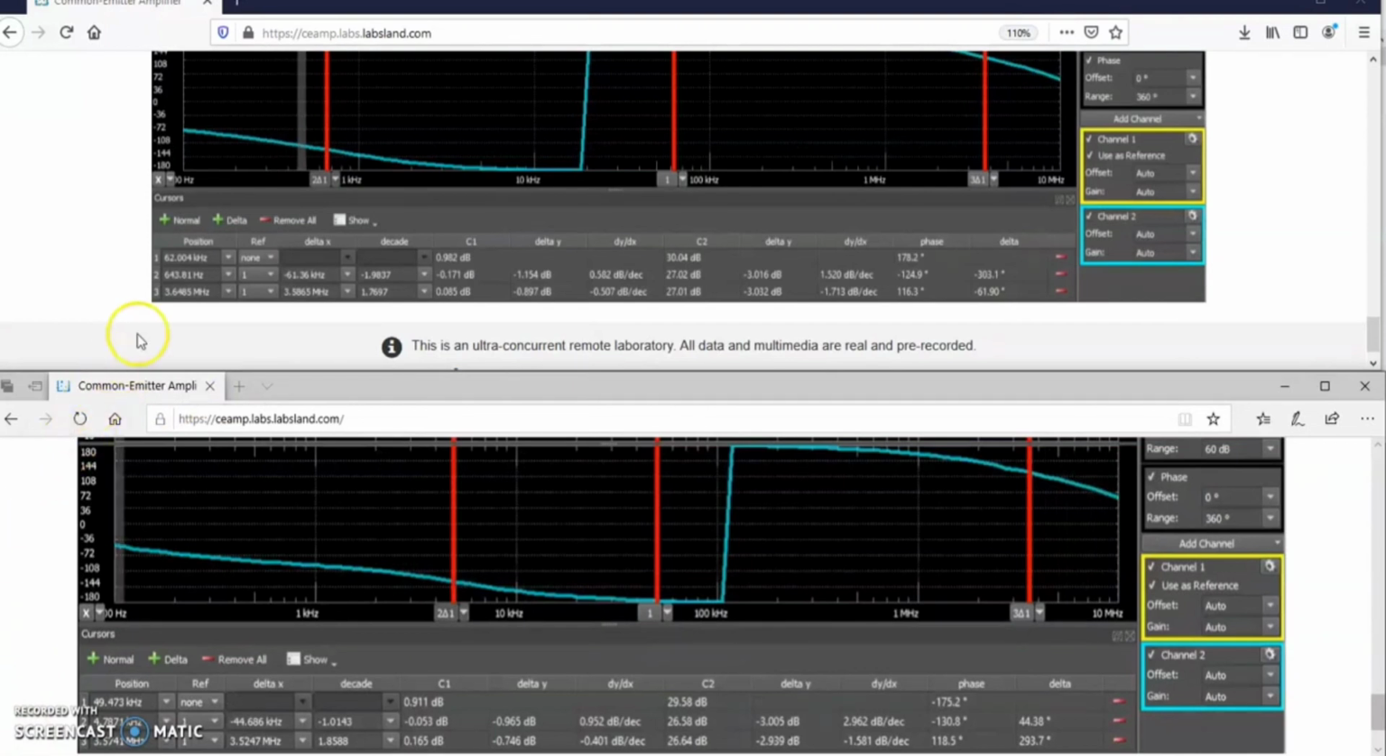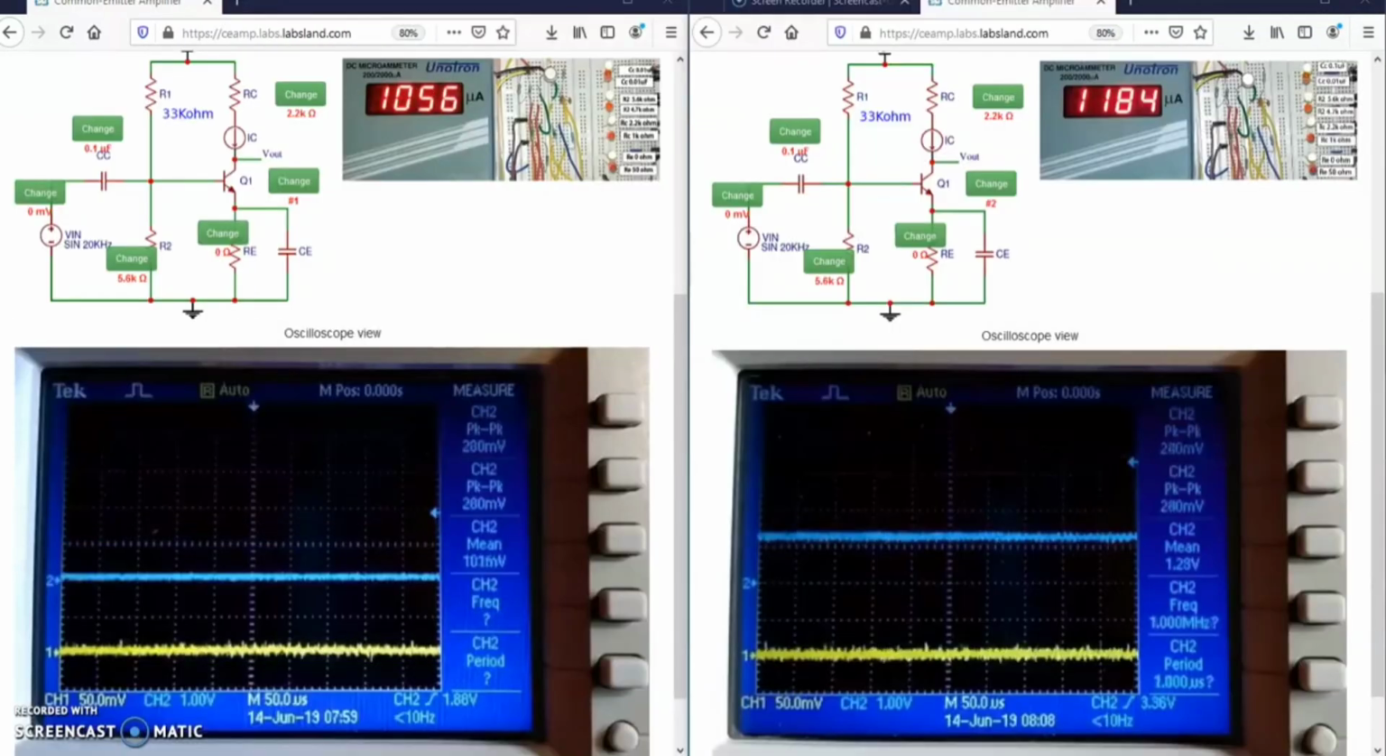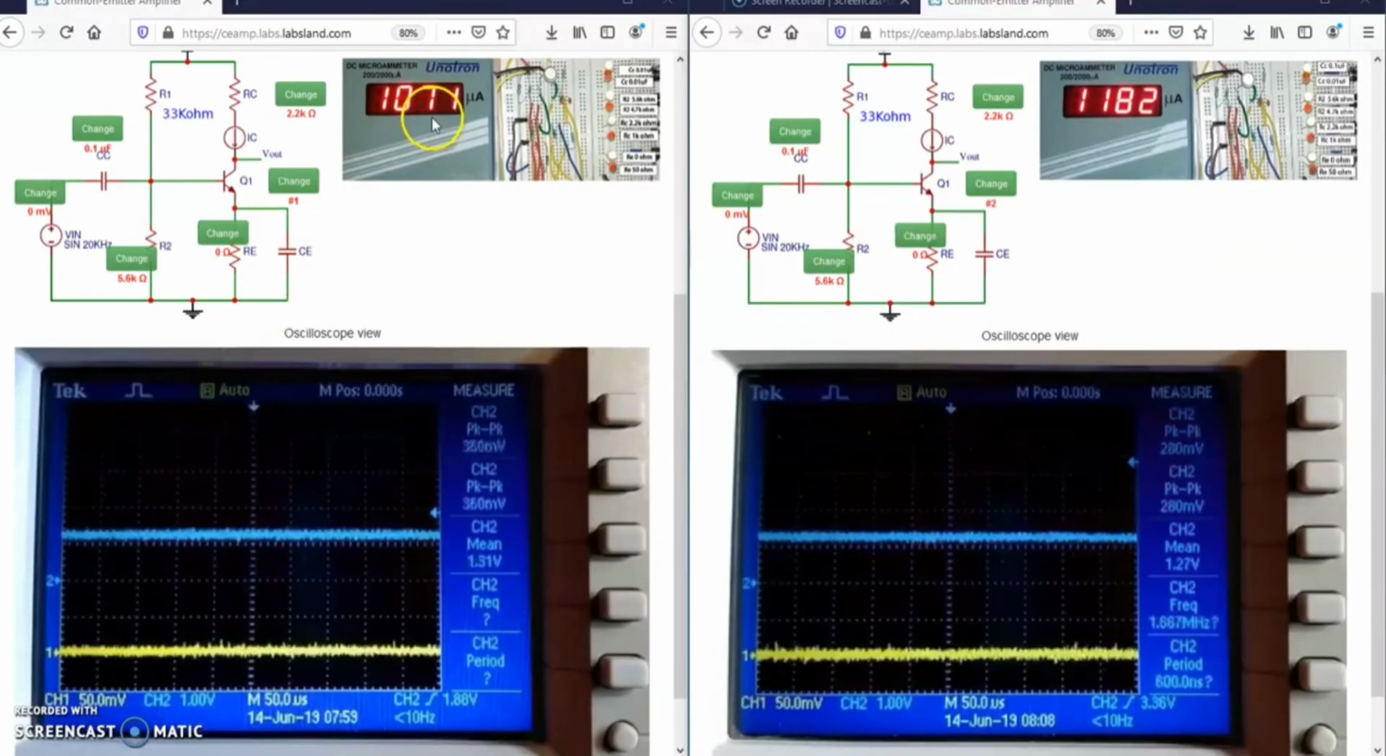And the change in BJT will slightly affect the bias conditions of the amplifier. Same can be observed when the transistor is changed from 1 to 2: the collector current changes from 1070 microampere to 1185 microampere. The changes in other parameters are very minimal.